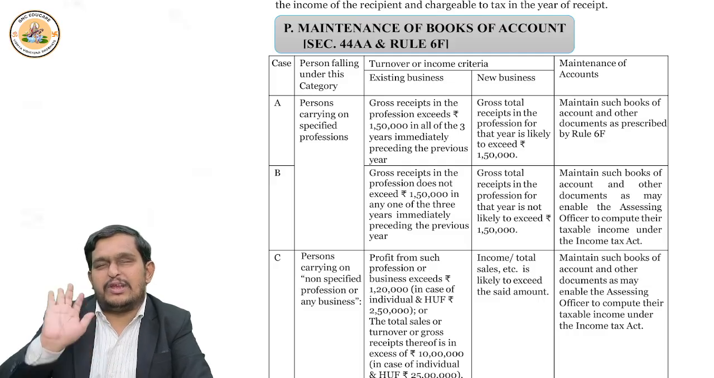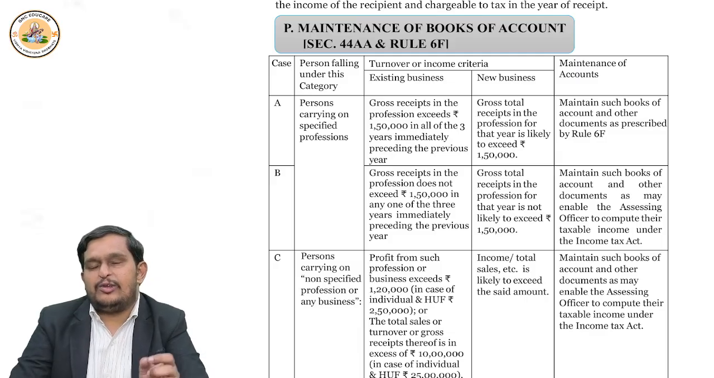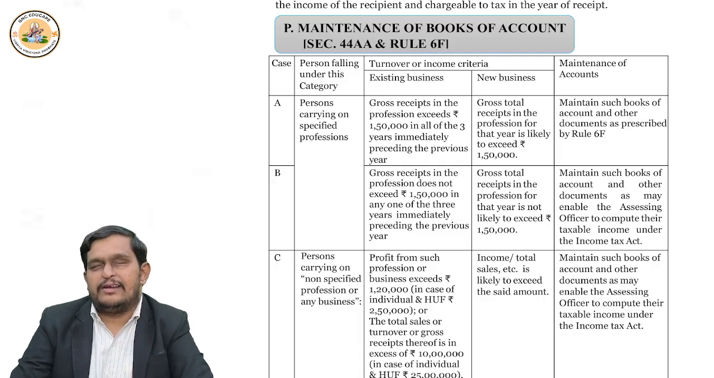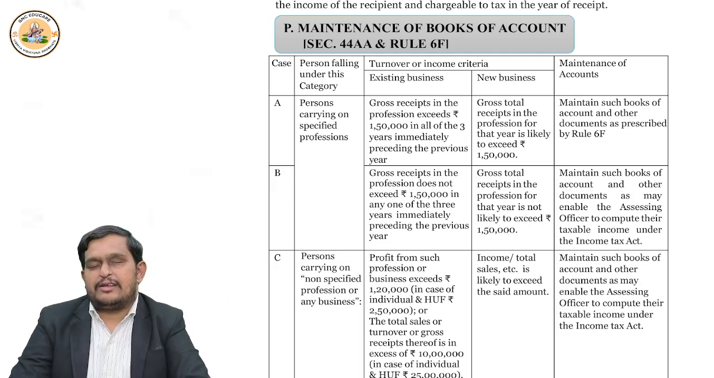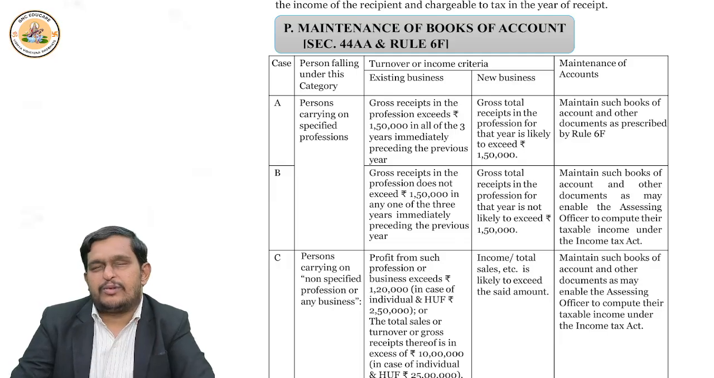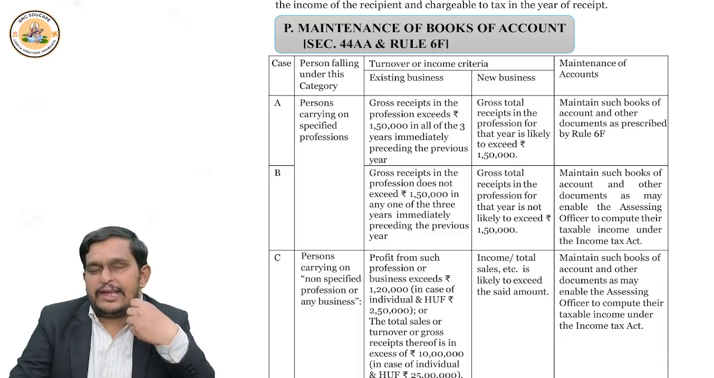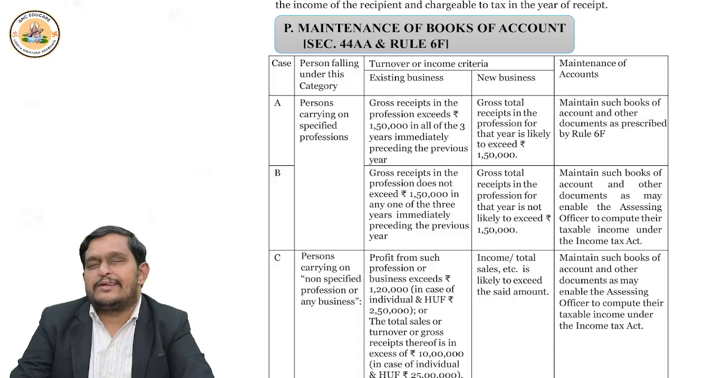Now, the question is very simple, right? What are your gross receipts or turnover? Suppose you are doing business for years together, maybe the last 3 years, 5 years, whatever. So what is your turnover for the last 3 years? If we check all the 3 years, is it crossing 1,50,000 every year? If the answer is yes, then please remember that you have to maintain books of accounts as per rule 6F.